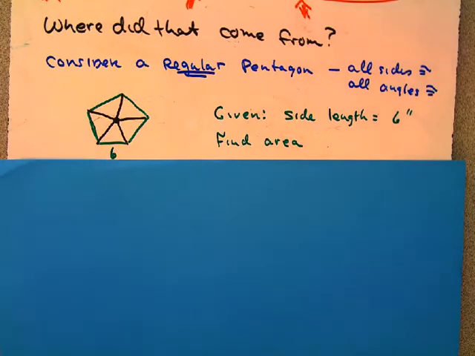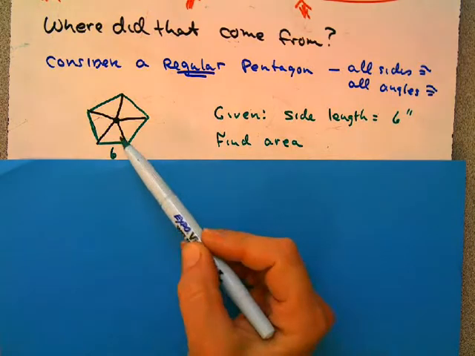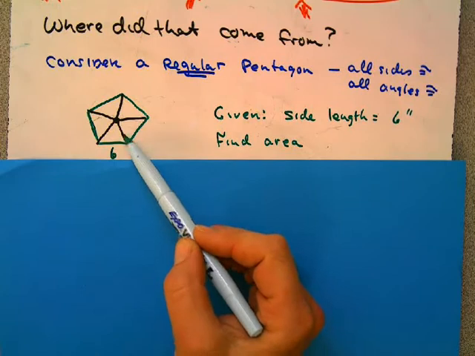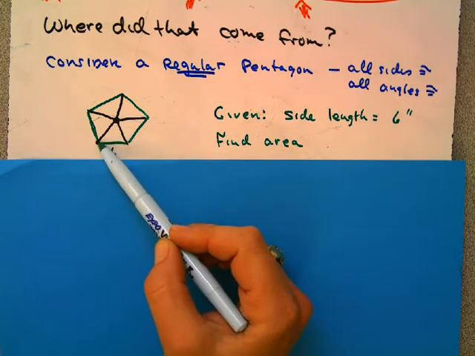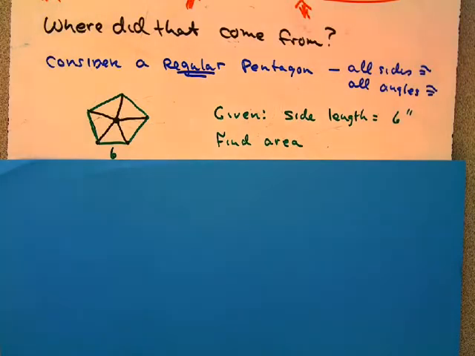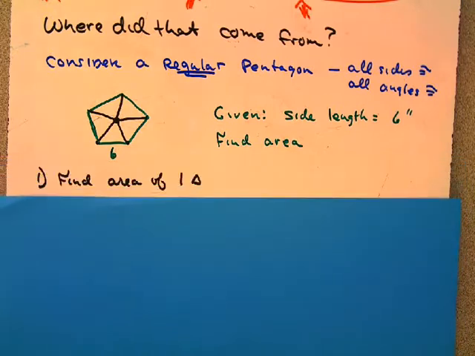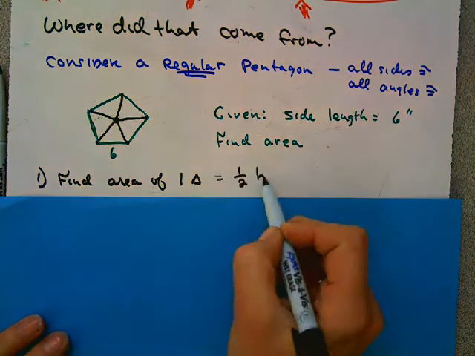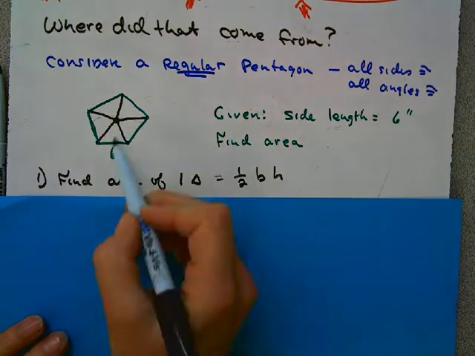What I did with this pentagon is I drew a center point, and from that center point I made lines connecting the center to each vertex of the pentagon. And what that did, you'll notice, is it made 5 triangles. So let's look at how we might find the area of one triangle and just multiply it by 5. That would be one way to do this, right? So to find the area of one triangle, I would need the formula 1/2 base times height. And we'll look at this triangle right here.